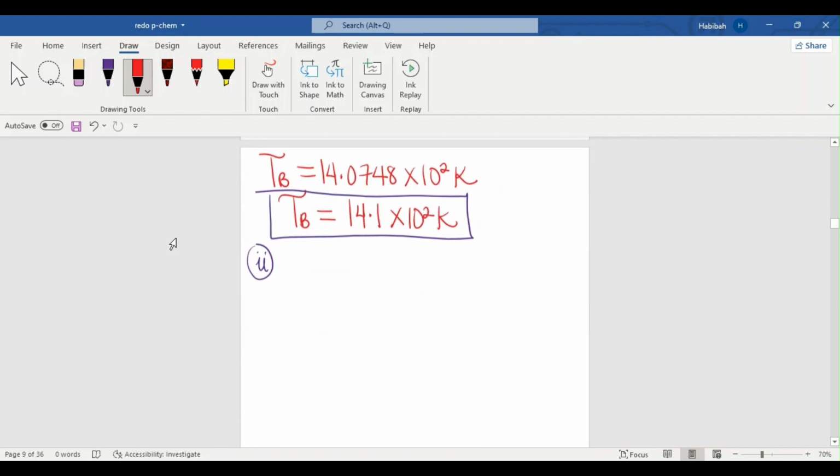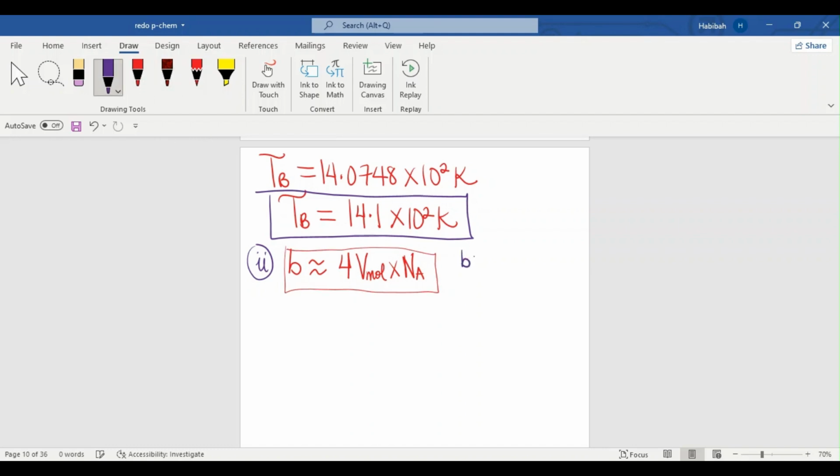So looking at the textbook and deriving the formula to find the radius, B is approximately equal to 4 times the volume of the molecule, times the Avogadro's constant, so the number of atoms. This is the formula you're supposed to use, where B is the Van der Waals parameter that we already know the value of. We know what the Avogadro's constant, Na, is. We know that to be 6.022 times 10 raised to the power of 23 per mole.